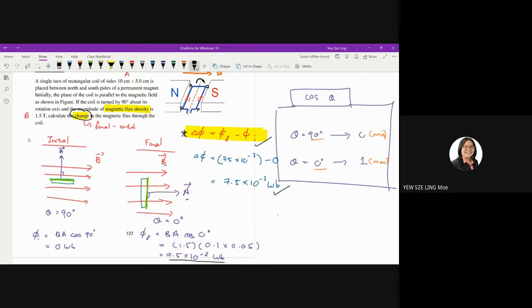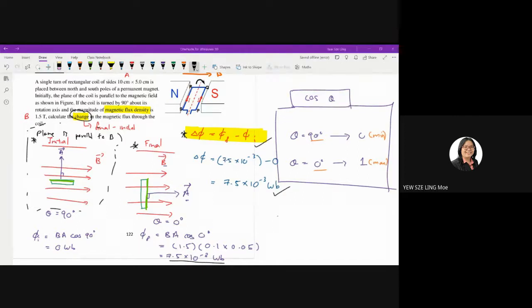Okay, I want you to sketch these two diagrams in your books so that you understand what it means by the plane being parallel. Initial state, the plane is parallel to the field, to B. So what does it mean? That is what it means. Your first diagram right here. So you have to understand the meaning of plane is parallel to the field. I give you a few minutes to write it down. I want you to sketch the diagram in your solution in your books as well.